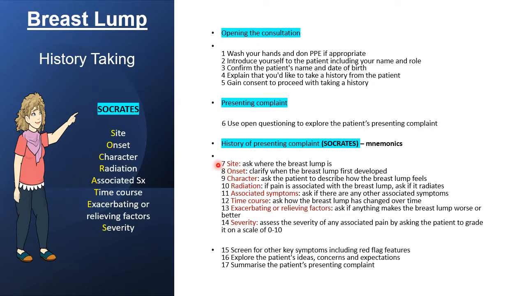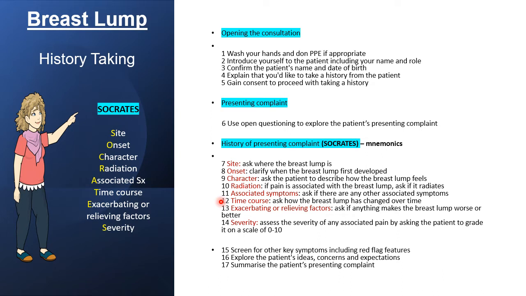First, the site of the lump. Onset: get clarity on when the breast lump first developed. The character, or the nature of the lump, as the patient feels it. If there is pain, radiation of the pain. Associated symptoms such as ulceration, nipple discharge, and so on, or if it is an abscess, fever.